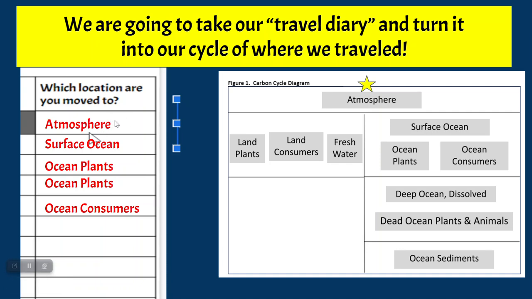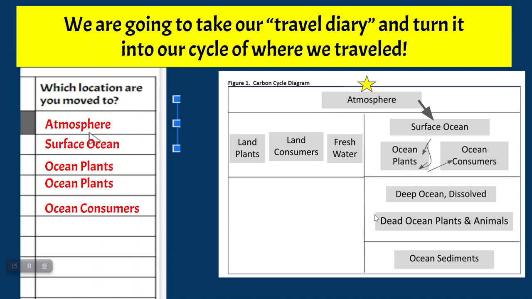So if I went to the atmosphere first, something happened when I was in the atmosphere, probably diffusion, and I ended up on the surface ocean. So I'm going to draw an arrow showing that I went to surface ocean as a carbon atom. When I was in the surface ocean, I then went into ocean plants, probably through photosynthesis, right? So I'm going to have an arrow going to ocean plants. And then I went to ocean plants again. And so after I went to ocean plants once, you can see my second arrow shows that I went to ocean plants again. And then maybe some sort of a creature ate that plant. And so the carbon went from an ocean plant to an ocean consumer, and so on.